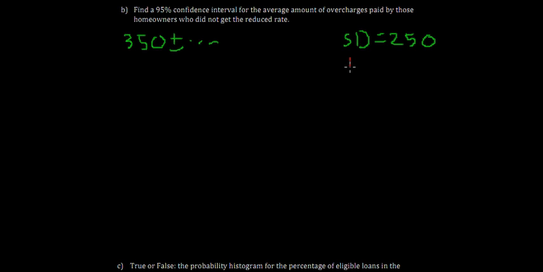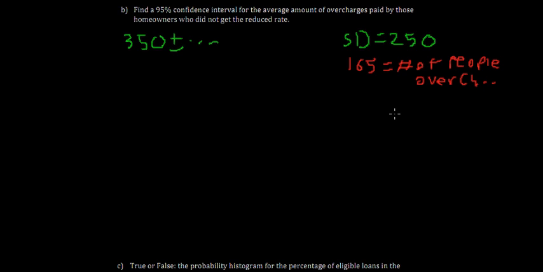Now don't use 300 here, because it said only 165 were overcharged. The others were not overcharged. So this is the number of people overcharged, because the others had an overcharge of 0. This says for the average amount of overcharges paid by those who did not get the reduced rate. So remember, this is our N in this case. We do not use 300.